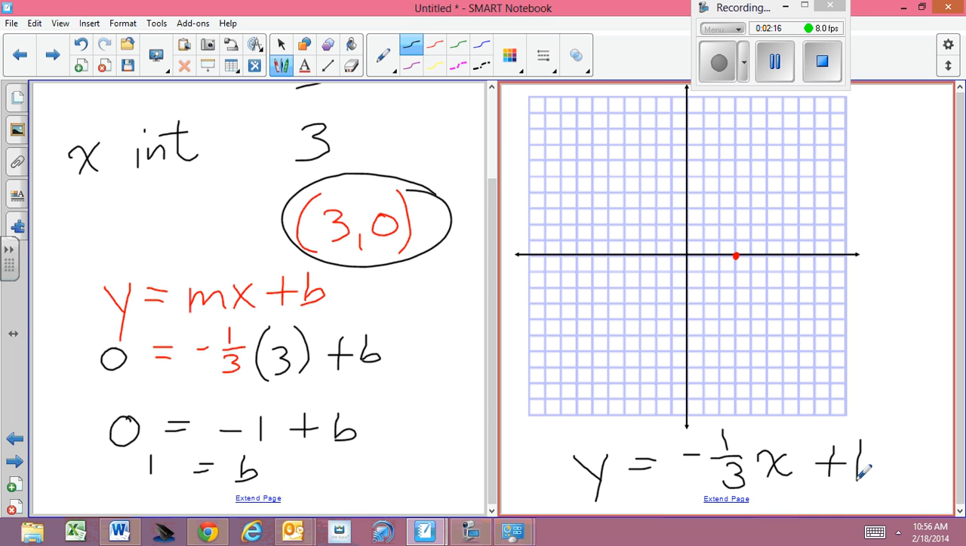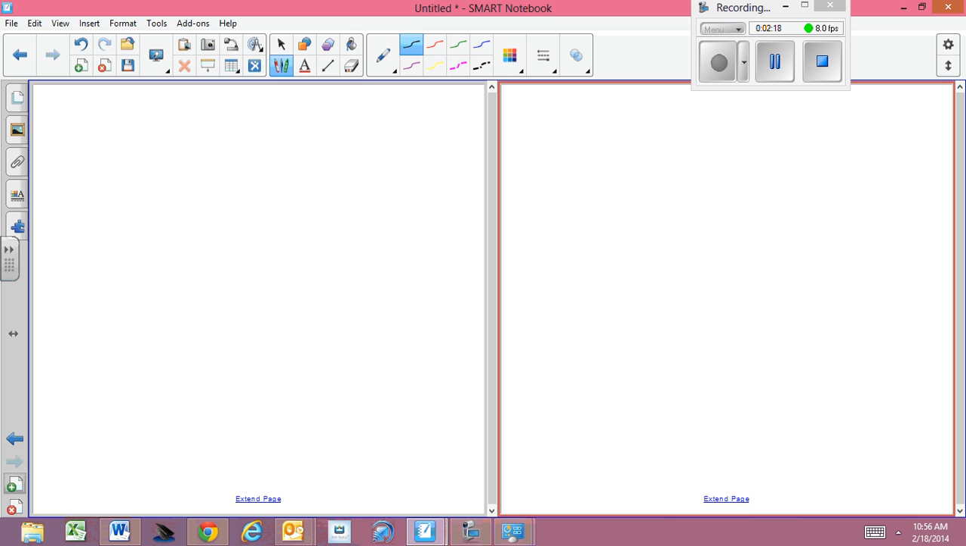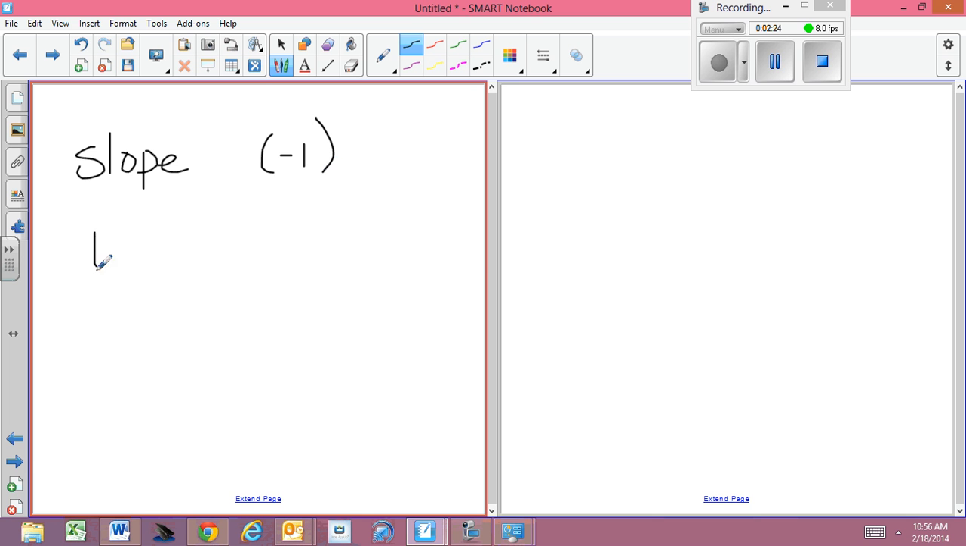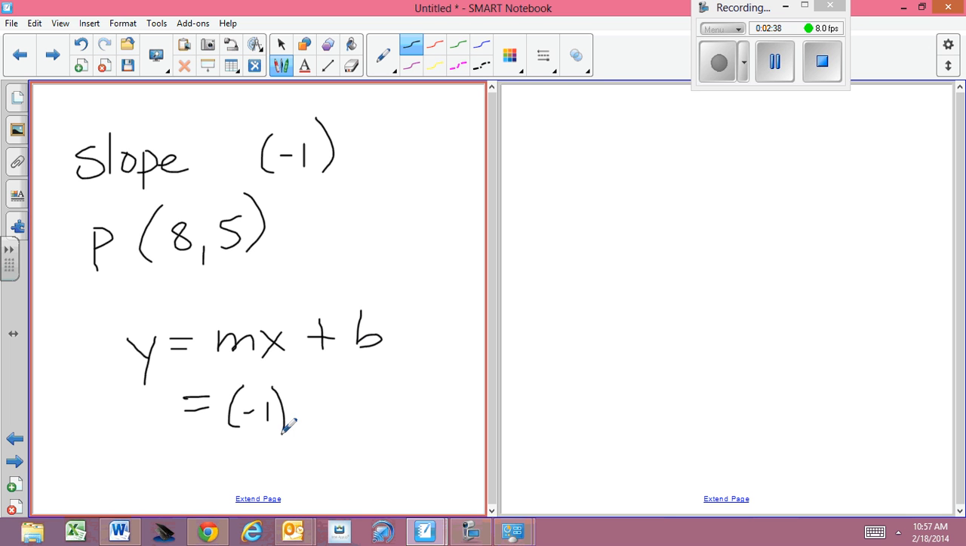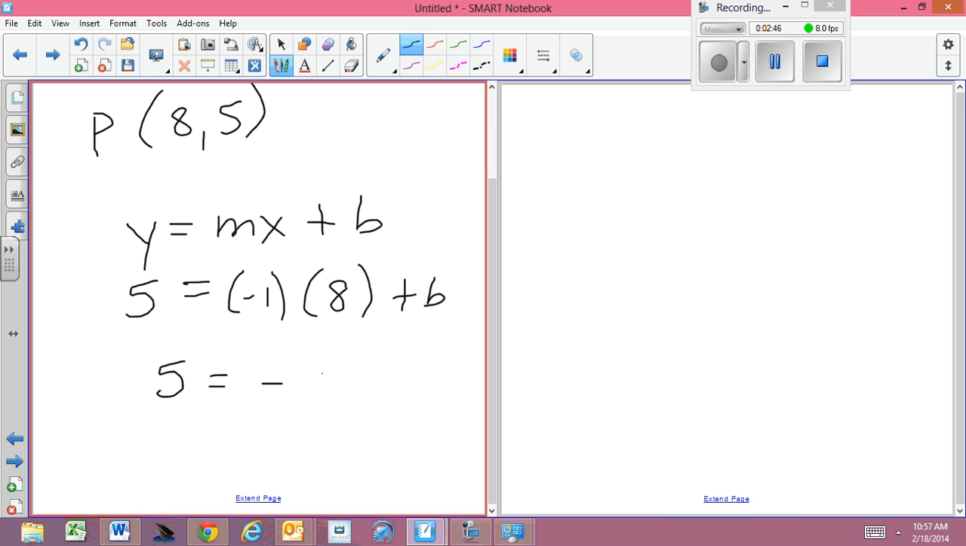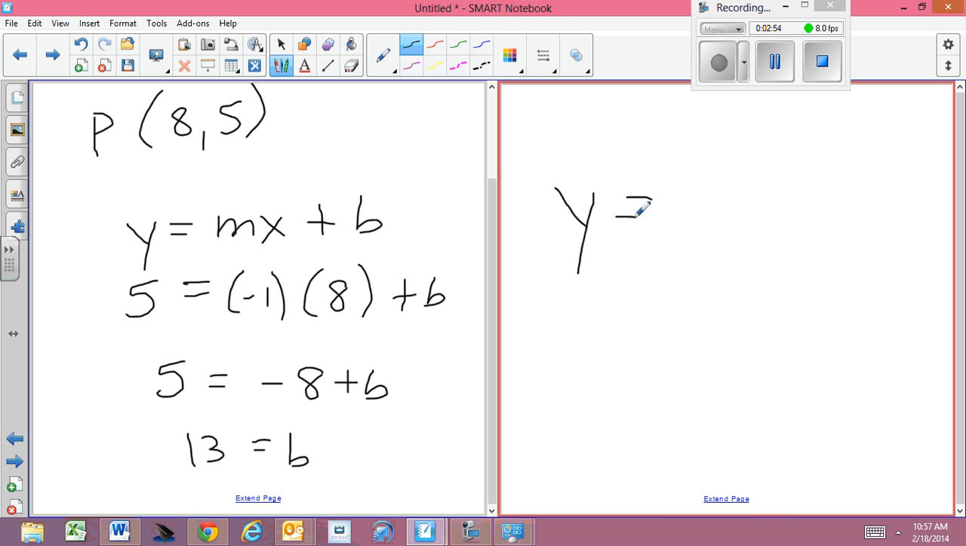Let's say I could give you almost the exact same problem by giving you a slope and telling you it goes through a certain point. You would do the same thing. You would plug in the slope, and you would plug in the x and y point that you know is a solution to the equation. -1 is my slope. I'll plug in 8 for x, 5 for y, and solve that equation for b. So 5 equals -8 plus b. If you add 8 to each side, you figure out that b is 13. Last step, write the equation for the line.